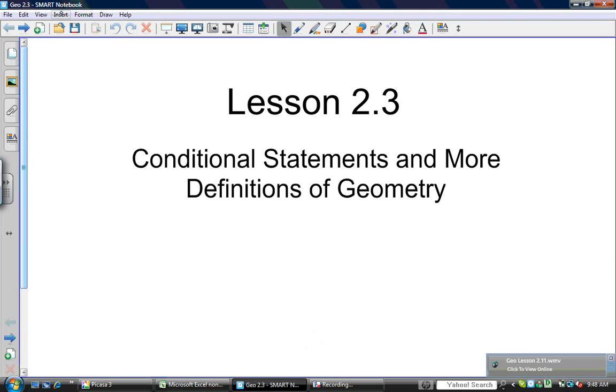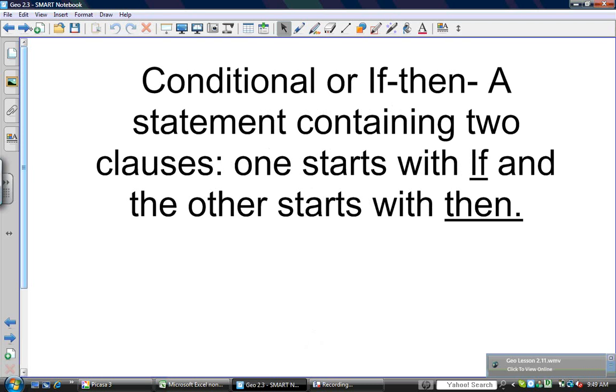This is lesson 2.3, conditional statements and more definitions of geometry. A conditional or if-then statement is a statement containing two clauses. One starts with an if, and the other one starts with a then.